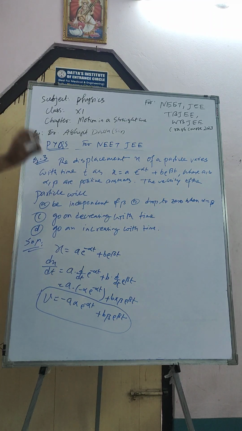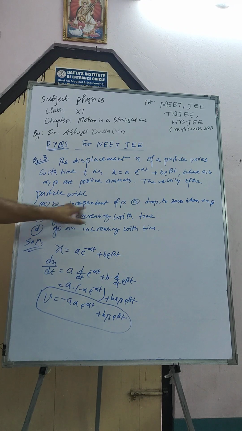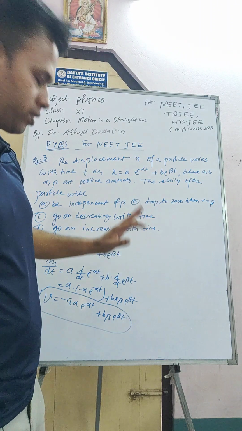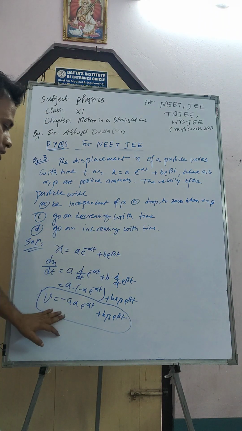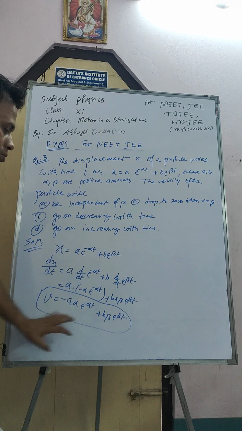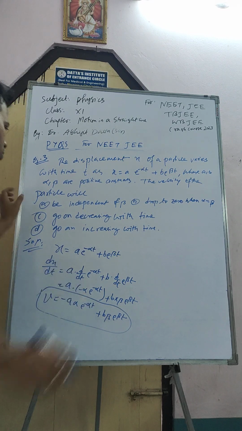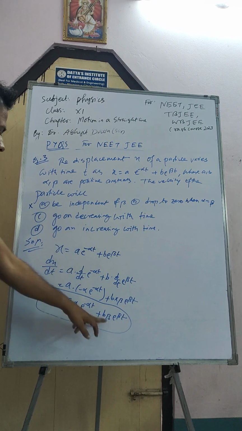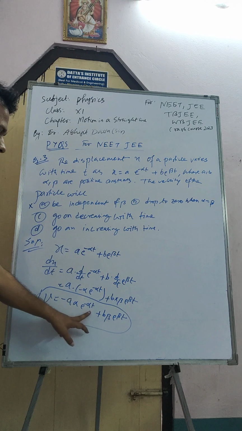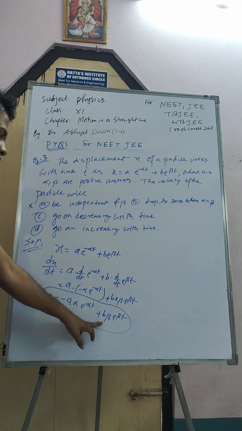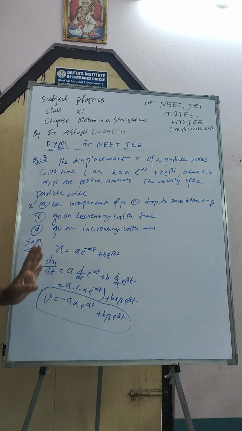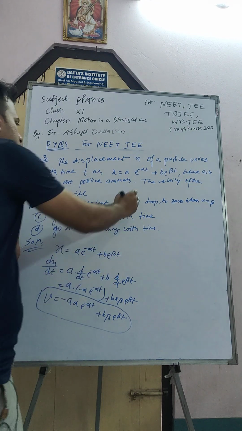Now look at the options. It is independent of beta, never. Here beta is given, so the velocity will be dependent on beta. Beta is given in the expression, is not it? So this option will not be correct. And drops to 0 when alpha and beta are equal? No, if alpha and beta are equal, it does not drop to 0. Here a and b are positive constants, so if alpha and beta are equal, then here will be a alpha, here will be b alpha, but it will not be 0. Okay, this option is not correct.